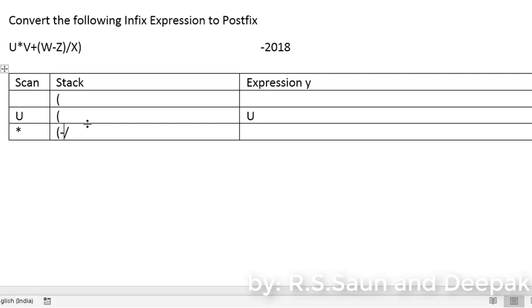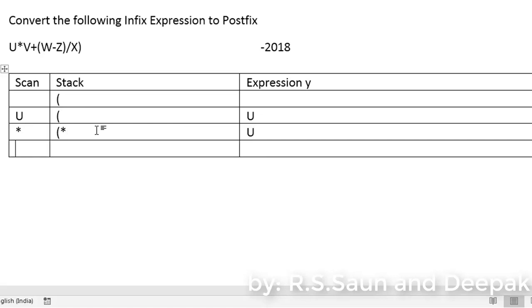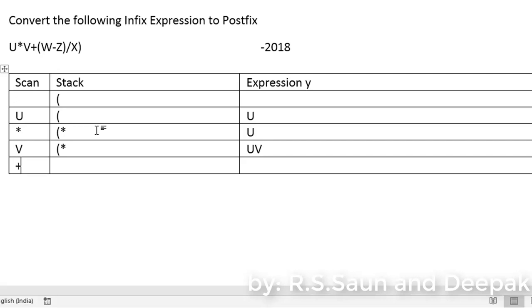For example, if we have minus divide, minus has a lower precedence than the multiplication, so only your divide goes to the expression and multiplication goes to the stack. Since we do not have anything else, your multiplication is pushed straight to the stack. Then in the next step we have an operand, so your stack is unchanged and your expression is changed to uv.